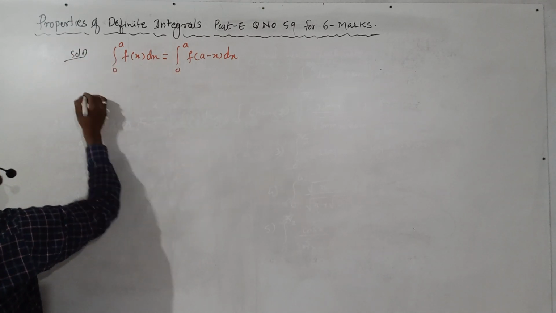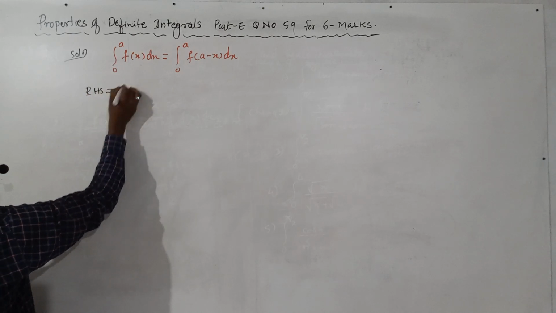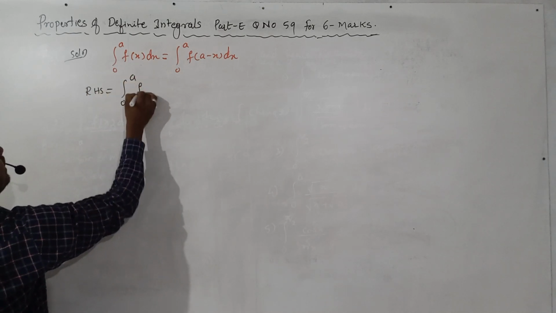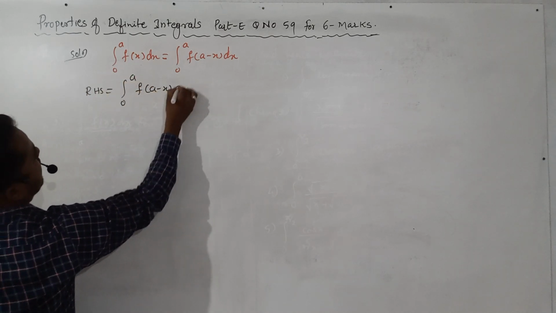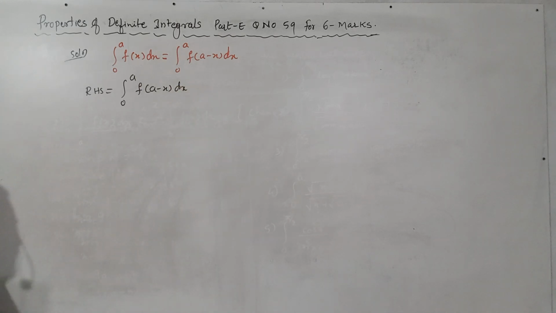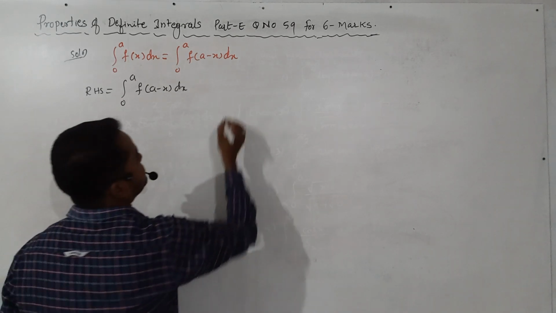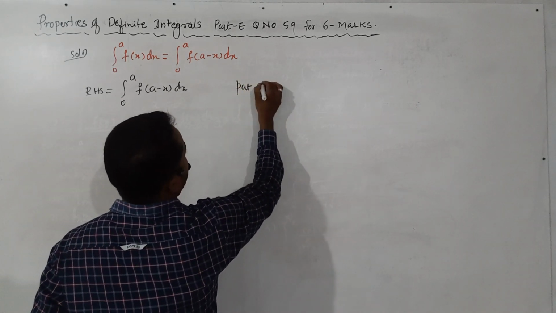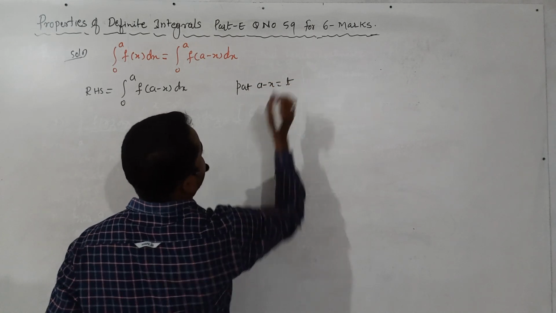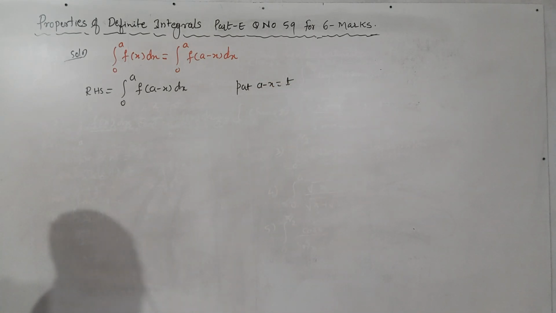Now take RHS. RHS is equal to integral from 0 to a of f(a minus x) dx. Now what I am doing here, I am using the substitution method to prove this. Put a minus x is equal to t. After taking the substitution, first interchange the limits.